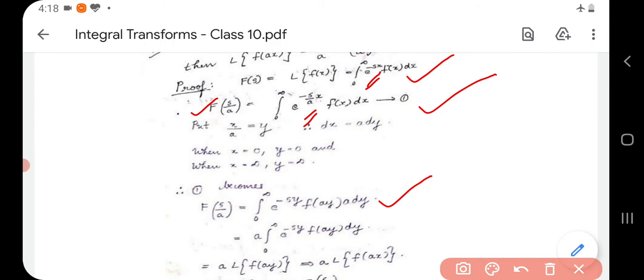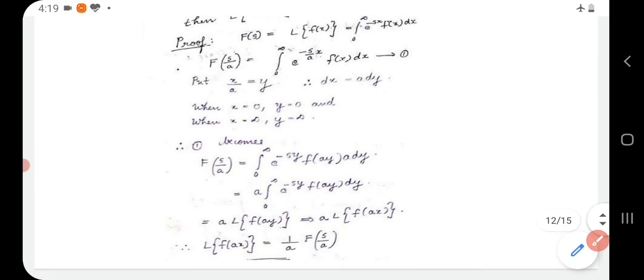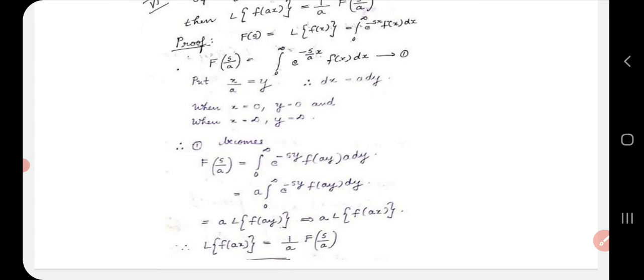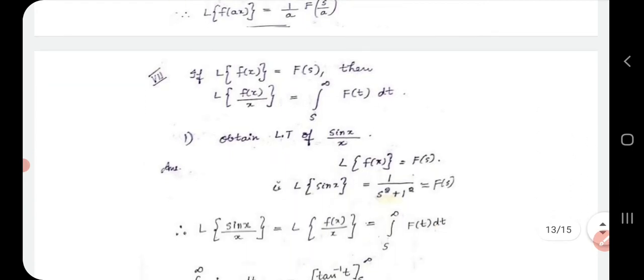Take it outside. Rest everything is kept as such. This is nothing but Laplace transform of the function f of ay, and that is same as Laplace transform of f of ax. Okay, we can change because we are concerned with the x, so we can replace this ay as ax. There is no matter. So finally we will reach the result as Laplace transform of f of ax equal to 1 by a F of s by a. This is just a theorem and its proof.